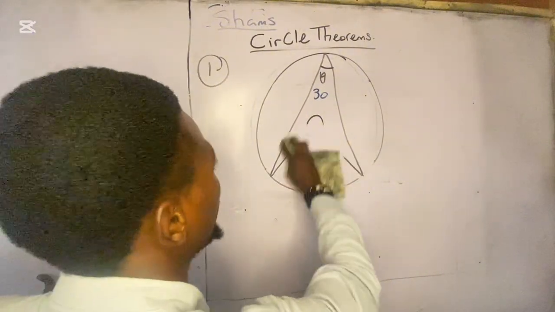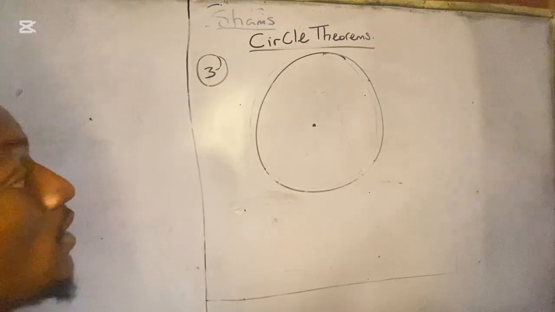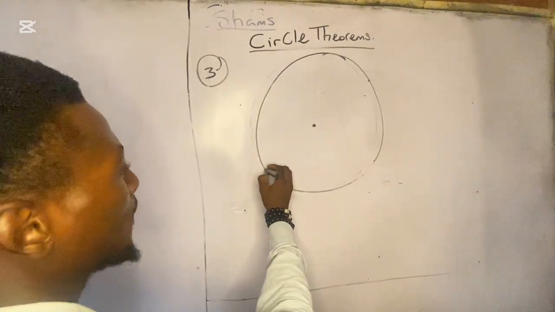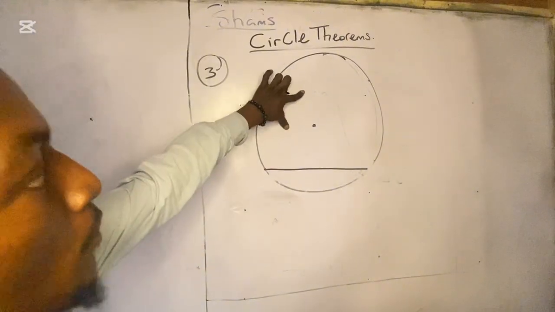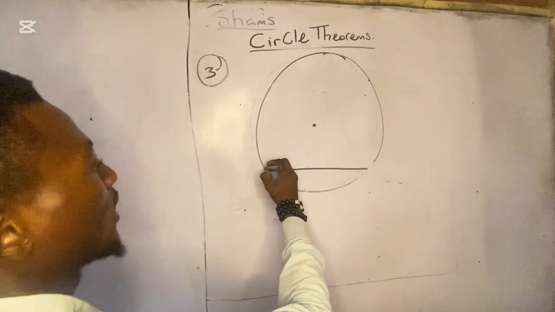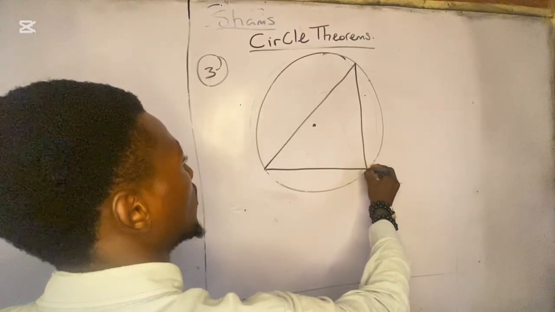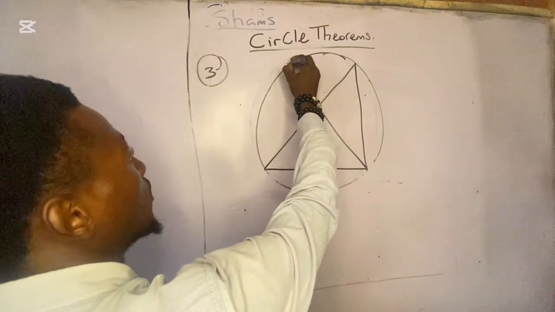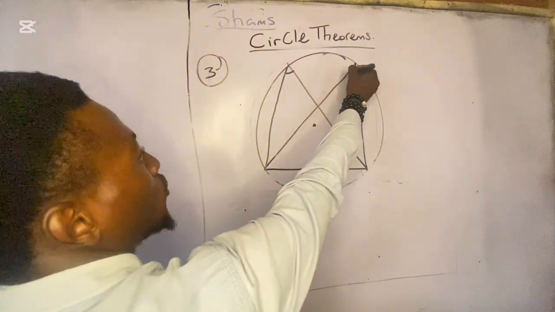So the next one that we have, which is theorem 3, we said we are going to have angles in the same segment are equal. Remember that time I said if you have a chord, this chord will cause something, which is what? Major segments and minor segments. Now, what they are trying to say is that if I have an angle here, and I have another angle here, that means the angle at this point is equal to the angle at this point.